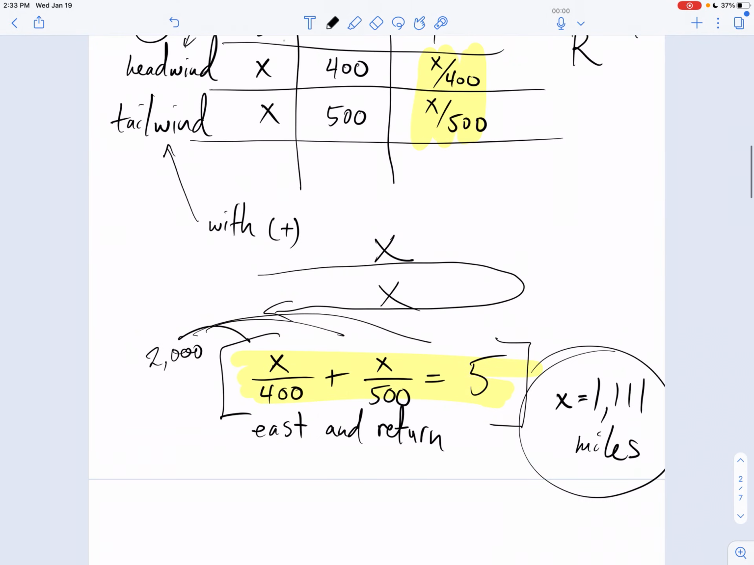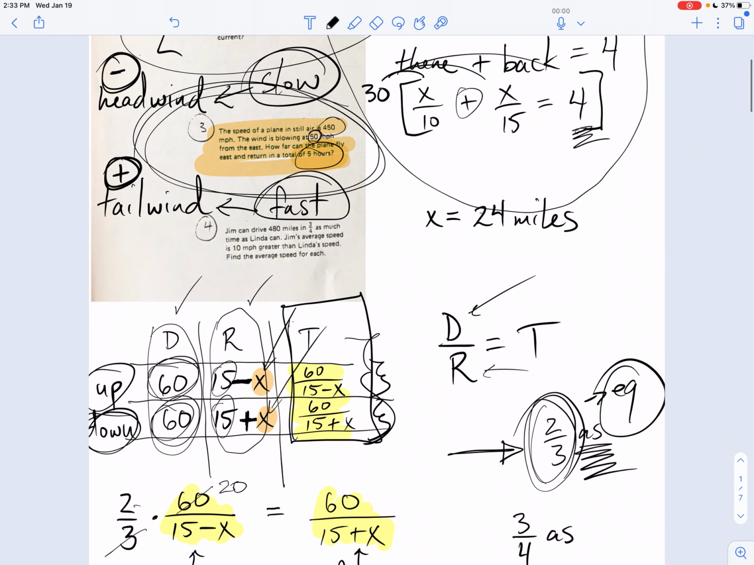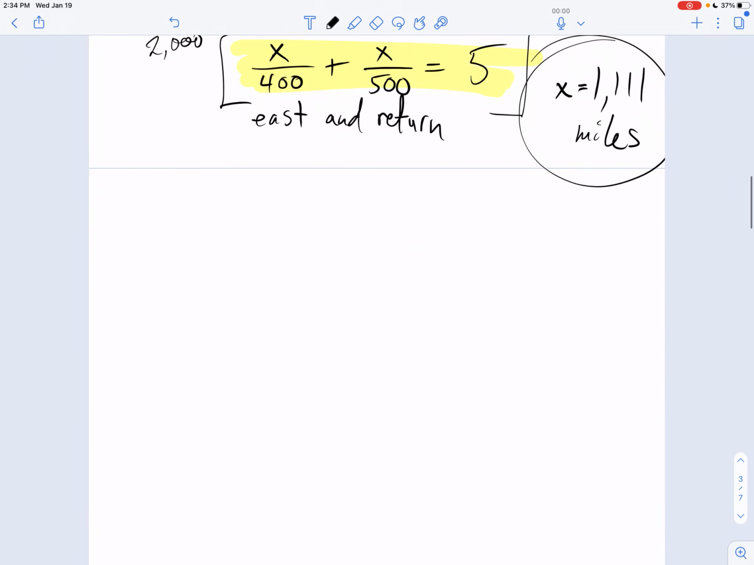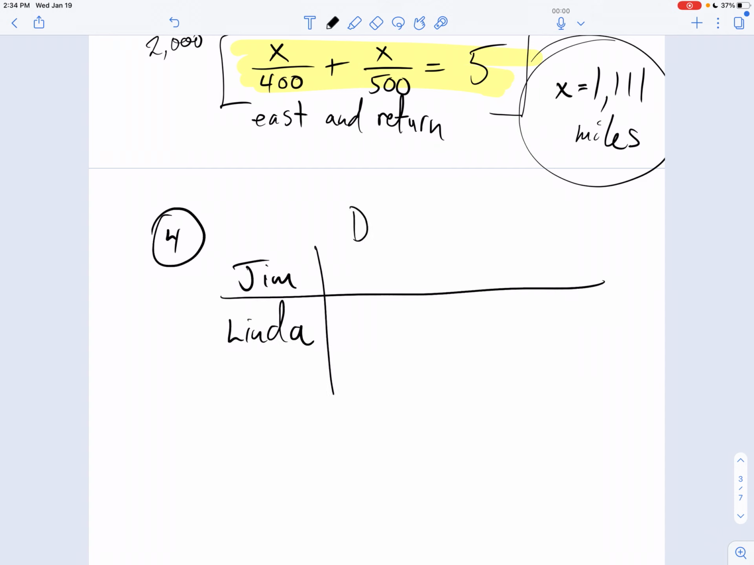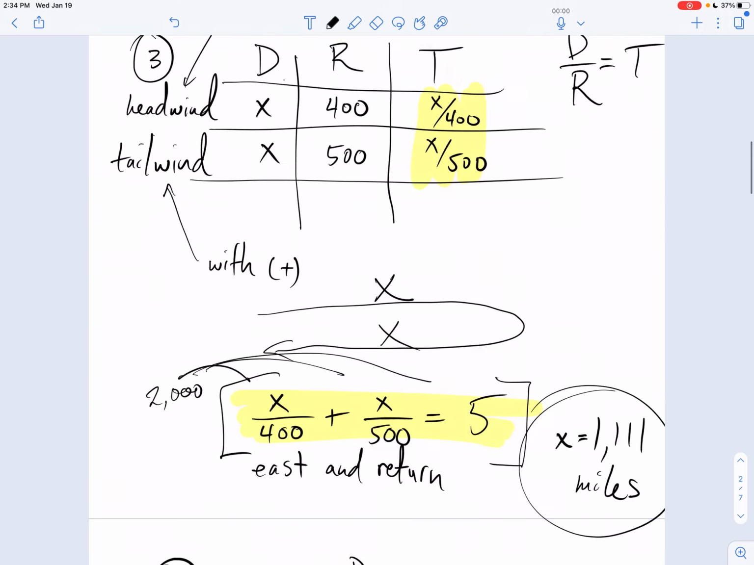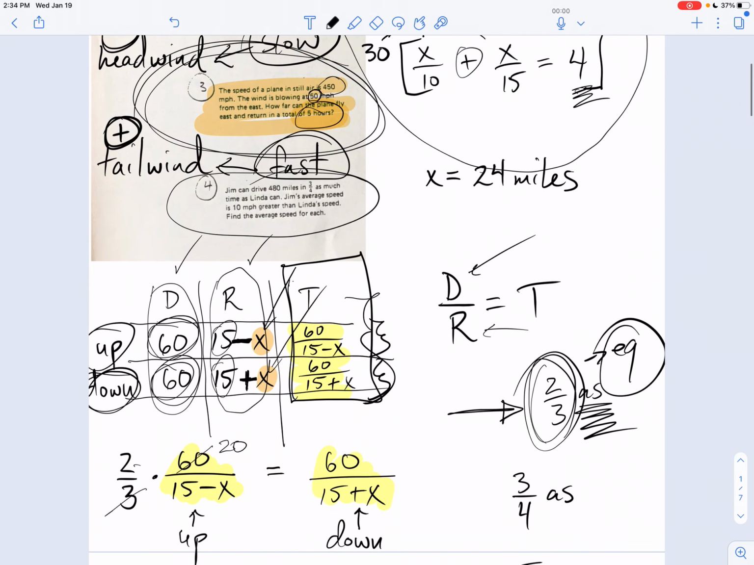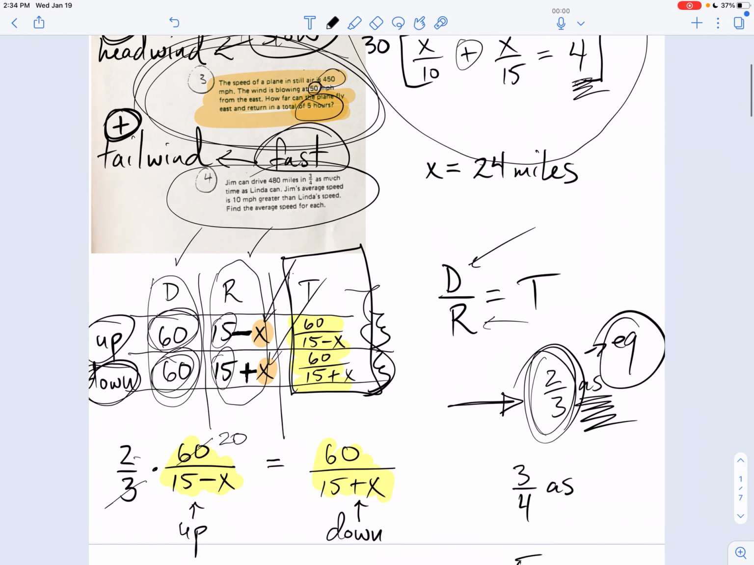Okay, number 4. I have one more example. Okay, here's the example. Jim can drive 480 miles in 3/4 as much time as Linda can. Okay, so here we go. I'm going to start. I have Jim and I have Linda. Those are my two people. And it said that Jim can drive 480 miles in 3/4 as much time as Linda.